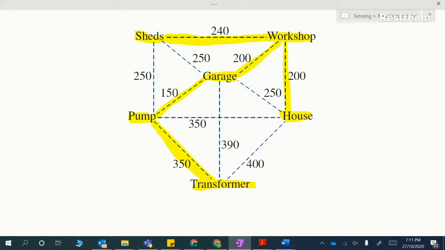Someone asked, does it matter where I start? No, it doesn't. You can start at any node and you should get the same answer no matter where you start. Sometimes there's two possible solutions because you've got two connections that are the same size, but you should get the same answer no matter where you start from. Okay, great.